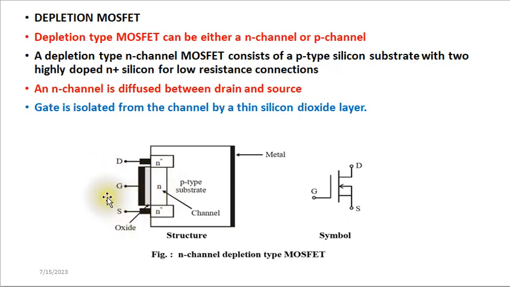If you change the polarity, that is, you make this one negative with respect to this, you find that this negative will be attracting the holes here. They will be entering here and will be pushing the electrons away.